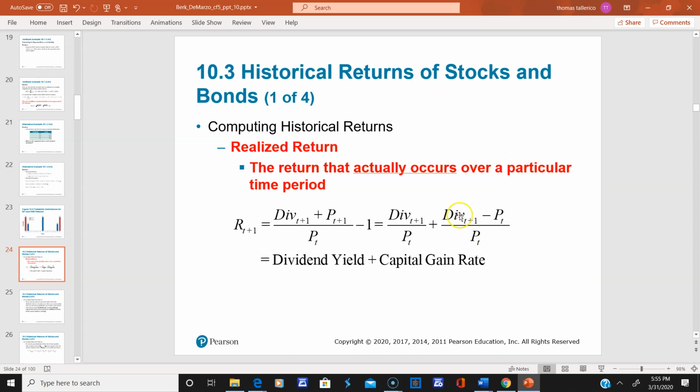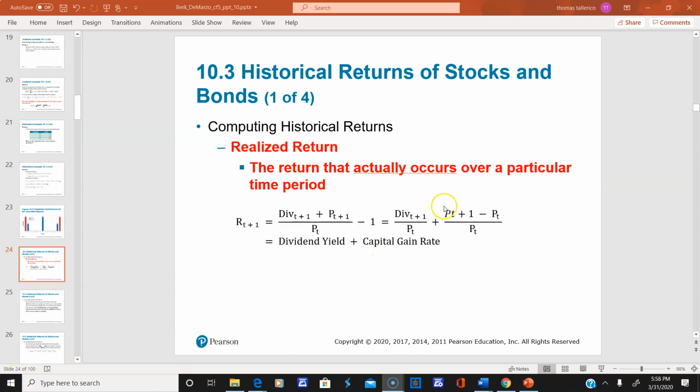Whoop, there is a mistake here. Everyone should see that there's a mistake there. Hold on, I got to fix that. There's a problem there. That can't be right. Let me pause it. Okay, so I'm back. I had to fix this equation. So this should have said P sub t plus 1 minus P sub t, over P sub t. This is the capital gain rate, okay?